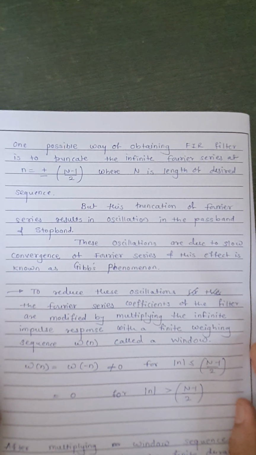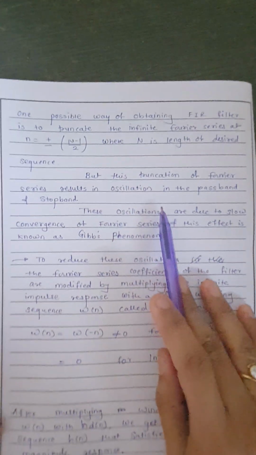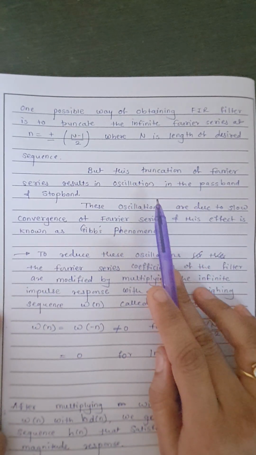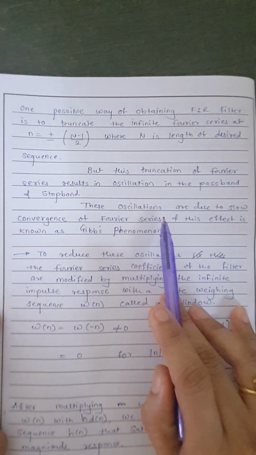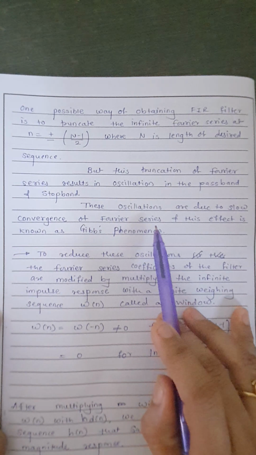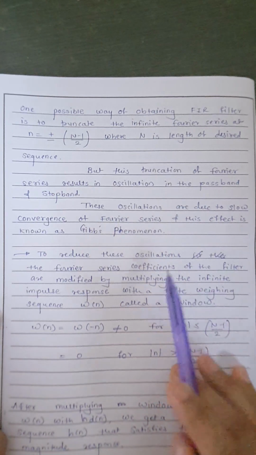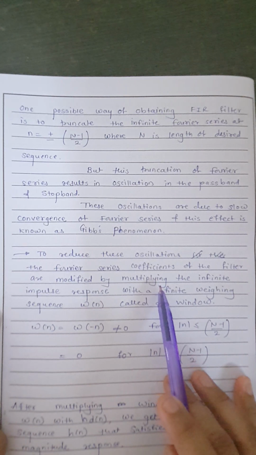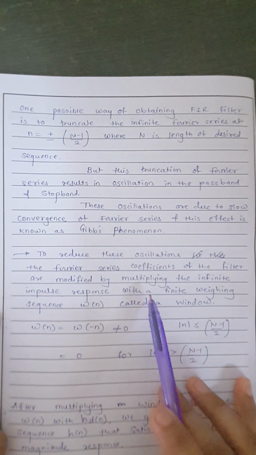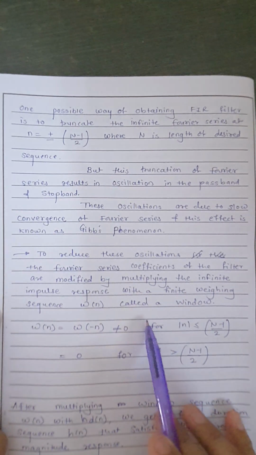minus (N minus 1) divided by 2, where N is the length of desired sequence. But this truncation of Fourier series results in oscillation in the passband as well as in the stopband. Now these oscillations are due to slow convergence of Fourier series, and this effect is known as the Gibbs phenomenon. To reduce these oscillations, the Fourier series coefficients of a filter are modified by multiplying the infinite impulse response with a finite weighing sequence w of n, which is also known as a window.